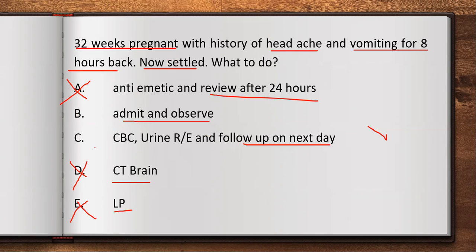Between B and C, what is the safest option? Even though this patient's headache and vomiting have settled, the safest option is B, to admit and observe. Remember, with a 32 weeks patient having headache and vomiting for 8 hours, it's better to be safe rather than sending the patient home. Maybe the headache and vomiting can come back, we don't know that, or maybe this could be an indication of something more serious. In pregnant patients, it's always better to be safer rather than less proactive. In my view also, it's a good idea to admit and observe.